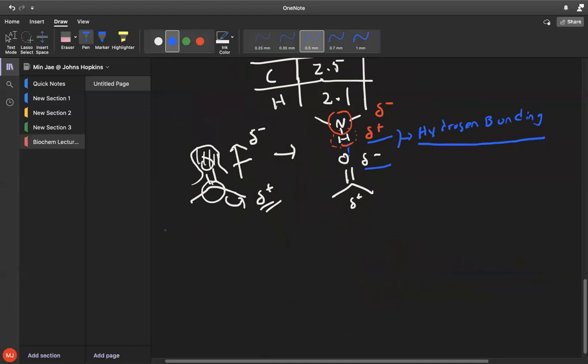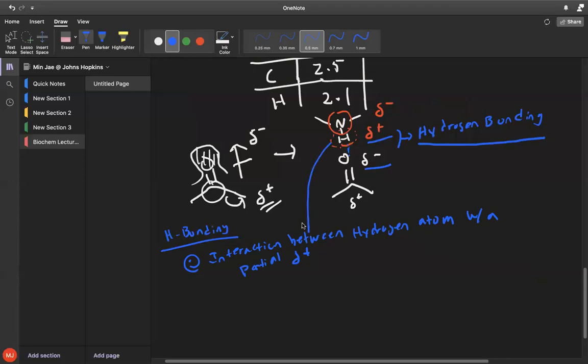So to summarize, the definition of hydrogen bonding basically means an interaction between a non-hydrogen atom and a hydrogen atom with partial positive. So this is what it means for partial positive. And a separate atom.